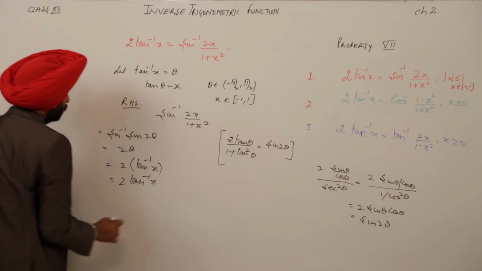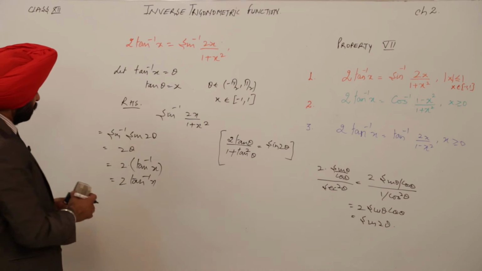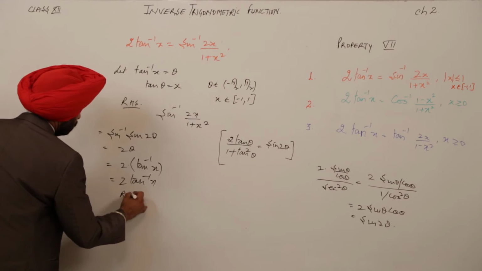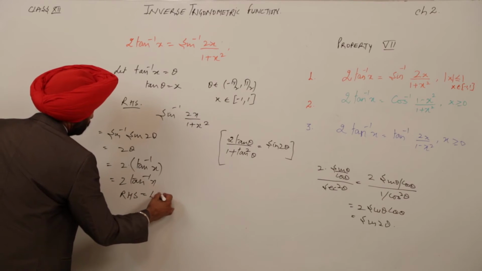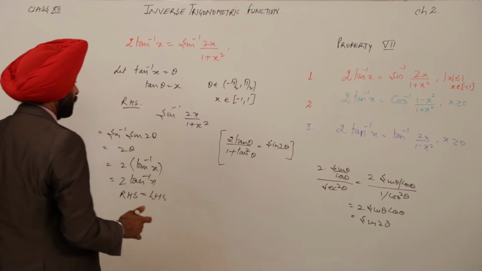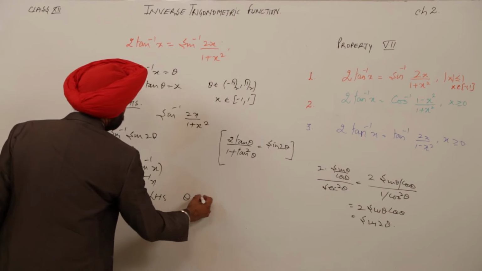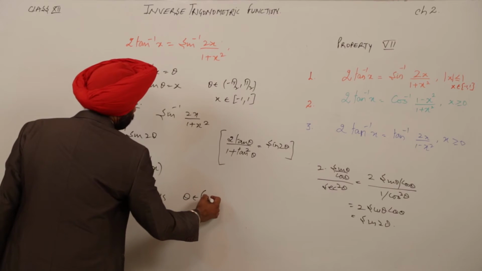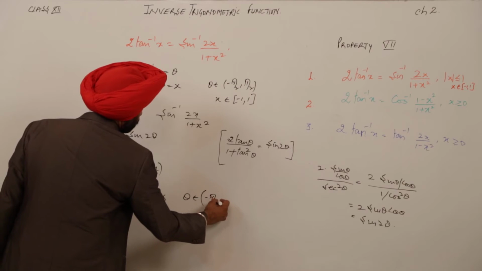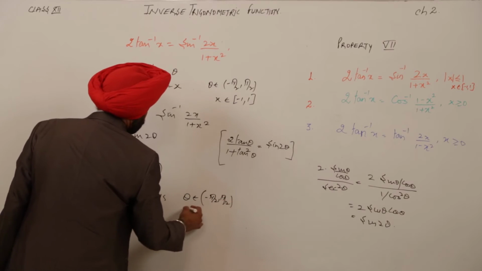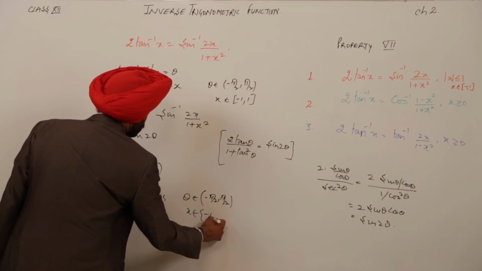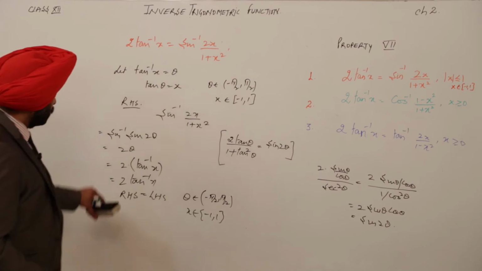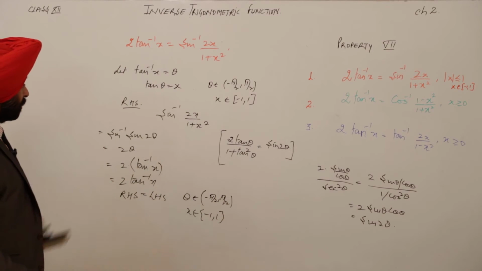So we have proved that the right hand side is equal to the left hand side, when theta belongs to minus pi by 2 to pi by 2, and x belongs to minus 1 to 1. Now we are having here 2 theta. So our 2 theta belongs to what?